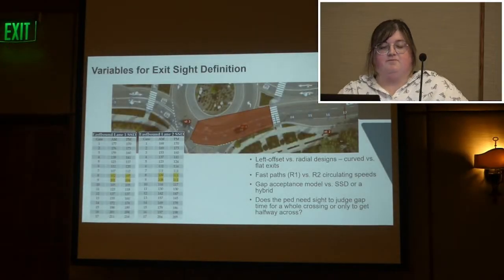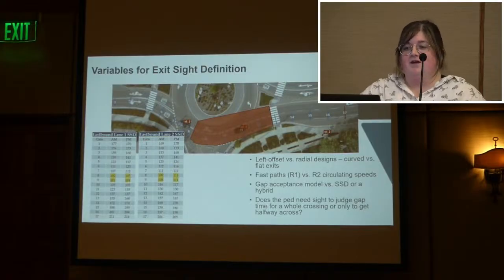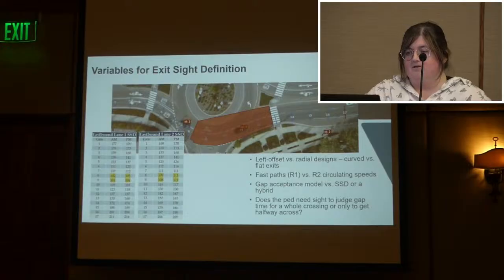So looking at some variables for exit site definition, this slide is showing data from Sky, so it's some video analytics. The tables are showing us for gate 8 and 9, which is towards the end of that red shape. From real measured speeds in the field, you're looking at 100, 110 feet of stopping sight distance required, where on a typical roundabout, that distance is going to be about 75 feet.